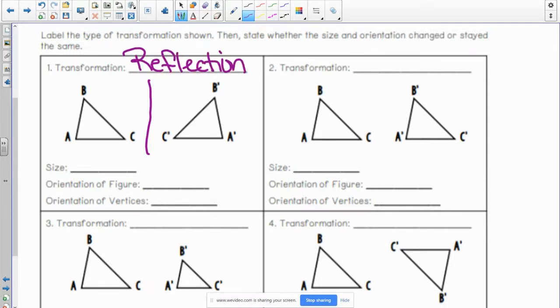The size and the shape of this triangle are the same. I like to use the word congruent, so same size and same shape. The position of the figure, well, it's facing the opposite way. If you look at the pre-image and then the image, they're totally facing opposite ways. So that has changed.